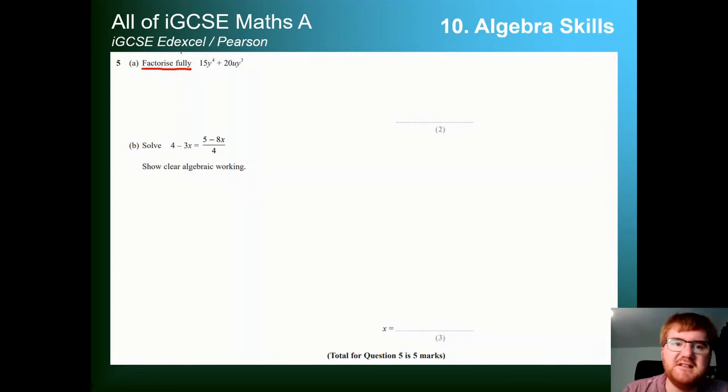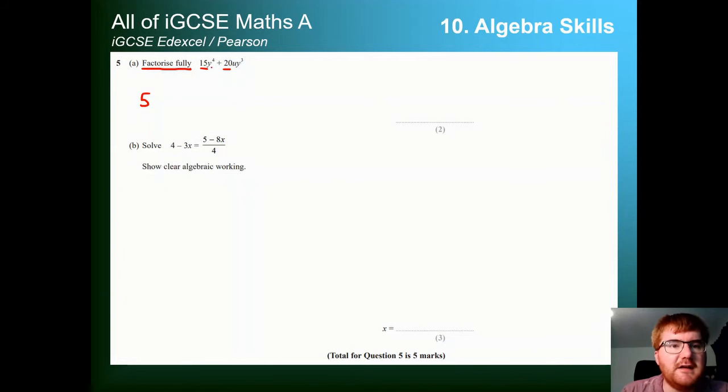So that's important, this word fully, because we need to factorise not just the number part, but also the algebraic part as well as here. So in this question here, we have, first of all, 15 and 20. What's the highest common factor of 15 and 20? What's the highest number that goes into both? Well, that's going to be 5.